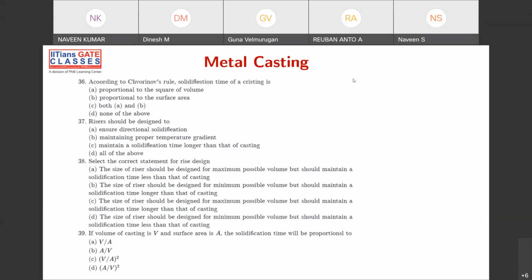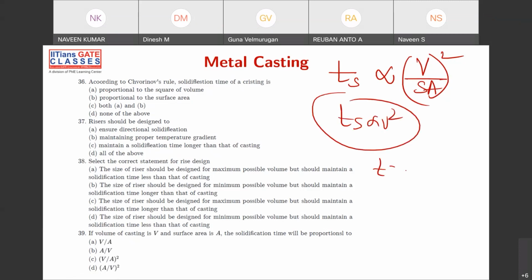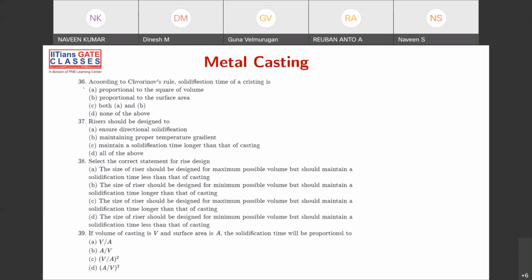Swarinov's rule. What was Swarinov's rule? Come on. It was Ts is directly proportional to volume by surface area whole squared. So what was the first option? First option is proportional to volume, square of volume. Obviously, because Ts is proportional to volume squared, and it is inversely proportional to surface area. What is given? It is proportional to surface area. Wrong, no. Both A and B, none of them; the answer is A. Right? Answer is A. Clear. It's very easy. 37th one. Come on. 37th one.